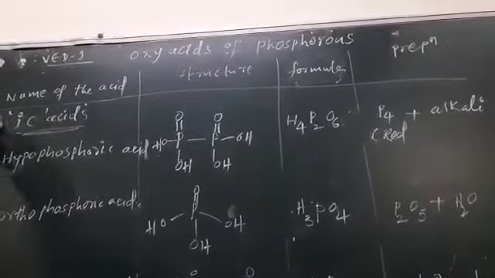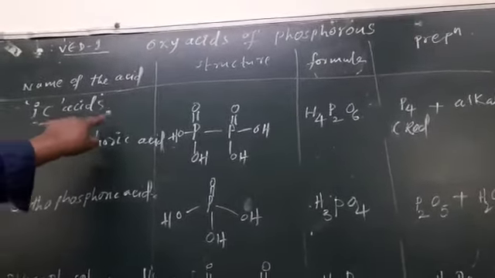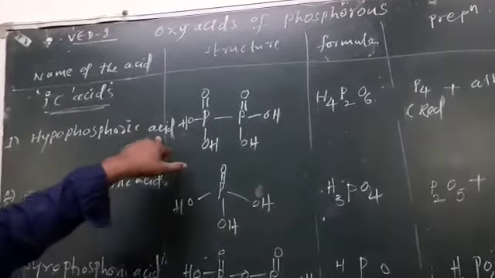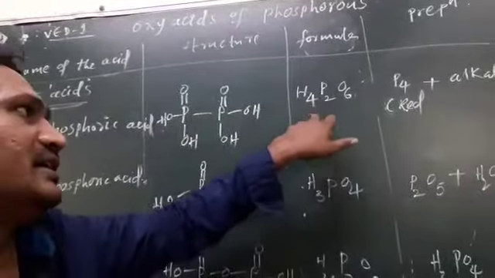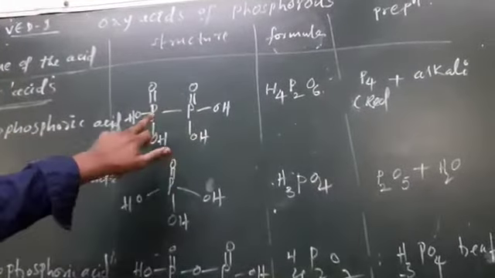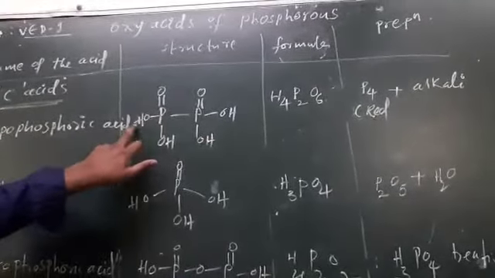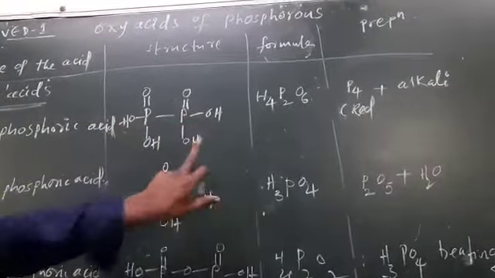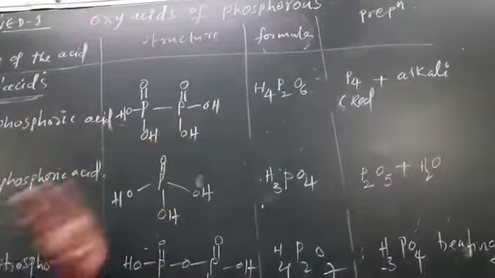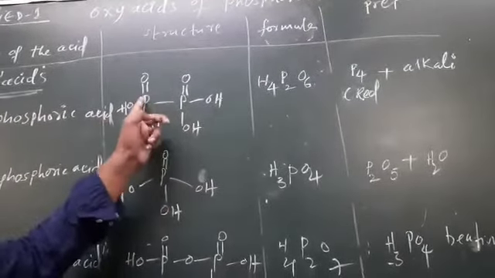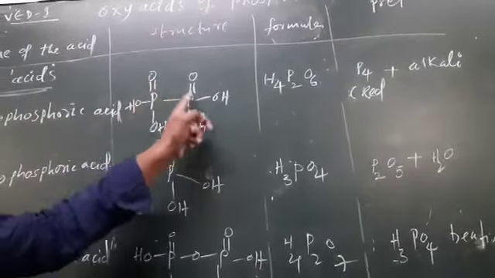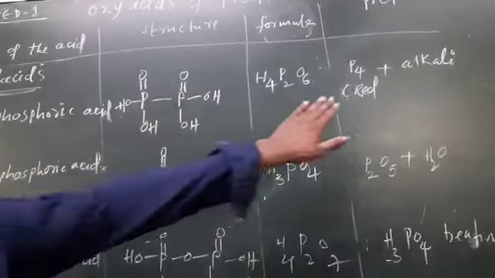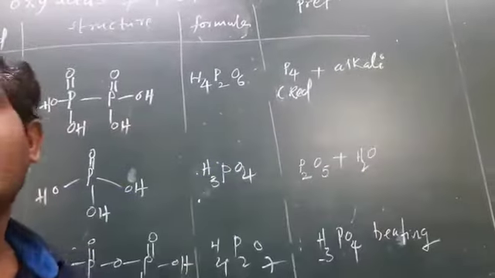Next, the second series, the -ic acids. Hypophosphoric acid has the formula H4P2O6. Its structure has two POH bonds on one phosphorus and two POH bonds on the other phosphorus, so a total of 4 POH bonds, one PP bond, and two P double bond O bonds. It can be prepared from red phosphorus reacting with a base.